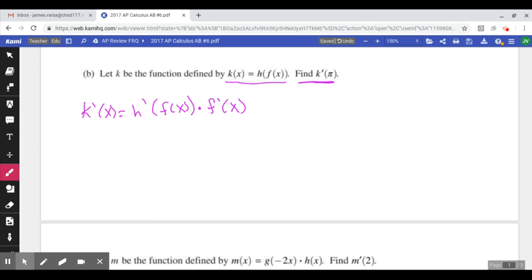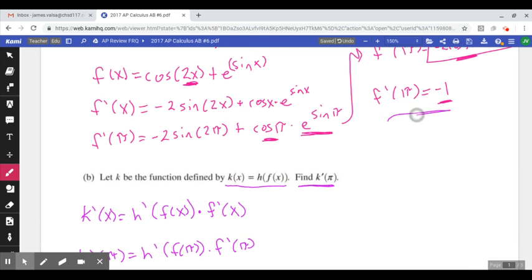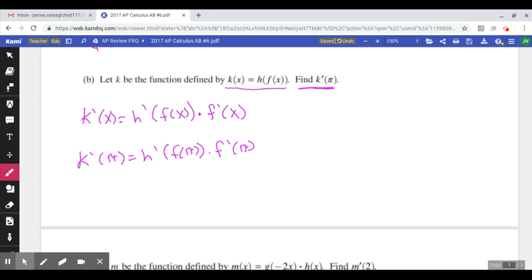On the exam, you'll get 1 point for this. This one's a two-pointer, and so you'll get 1 point for the correct expression here for k prime of x. The next point comes from the numerical answer for k prime of pi, which is what the question is actually asking you to do. So let's fill in some information here. We'll need to know what f at pi is, and then we'll need to know what f prime at pi is. Luckily, we already have f prime at pi. That's negative 1. That's right here. And you can use the information from a previous part as long as it pertains to the same question number. So this is question number 6, part B. We can use the information from part A. You don't have to show that work again.